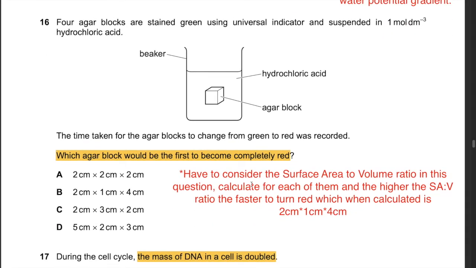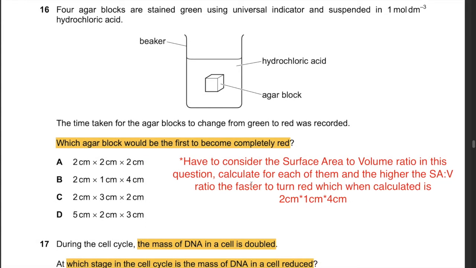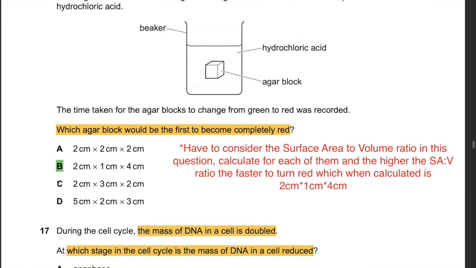Question 16. 4 agar blocks are stained green using universal indicator and suspended in 1 mole per dm cube hydrochloric acid. The time taken for the agar blocks to change from green to red was recorded. Which agar block would be the first to become completely red? In this question, we have to consider the surface area to volume ratio. Therefore, the higher the surface area to volume ratio, the faster the cube will turn red, which when calculated is option B, 2 cm into 1 into 4, as it has the highest surface area to volume ratio.